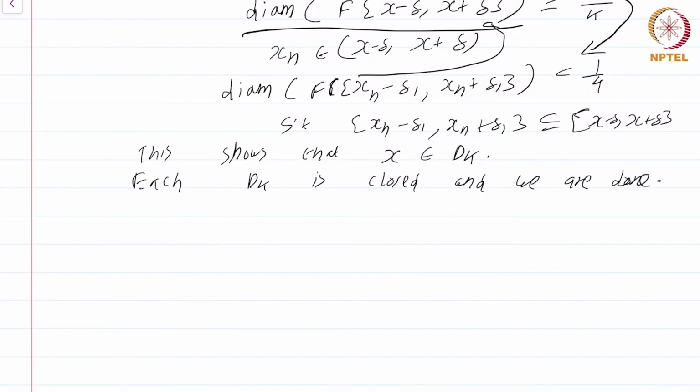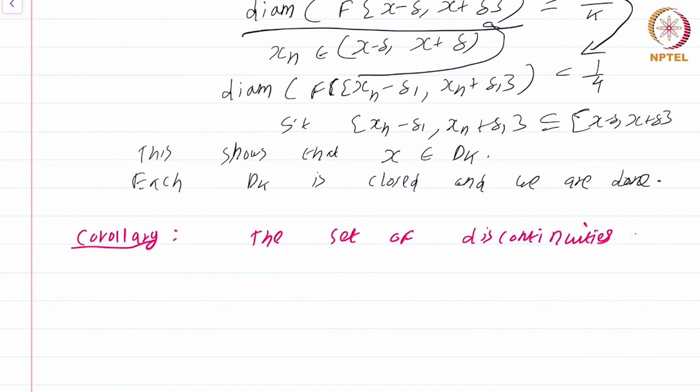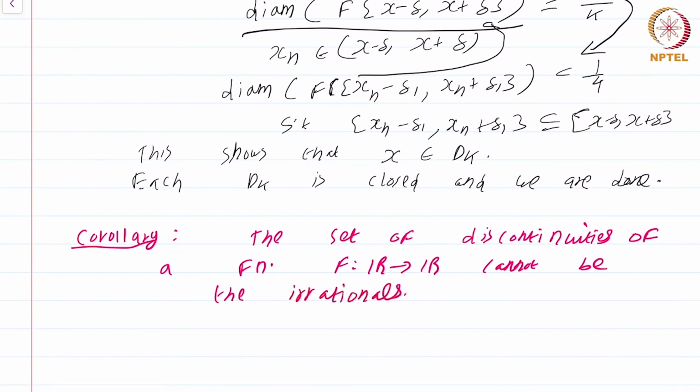Okay, we get a nice corollary of this. The set of discontinuities of a function f from real numbers to real numbers cannot be the irrationals. You cannot have the set of discontinuities to be exactly the irrationals.